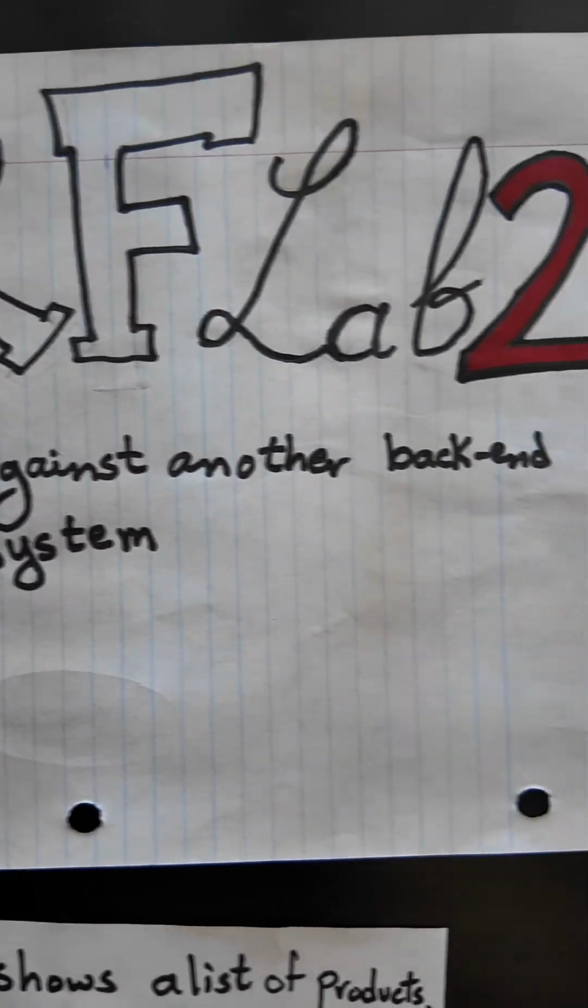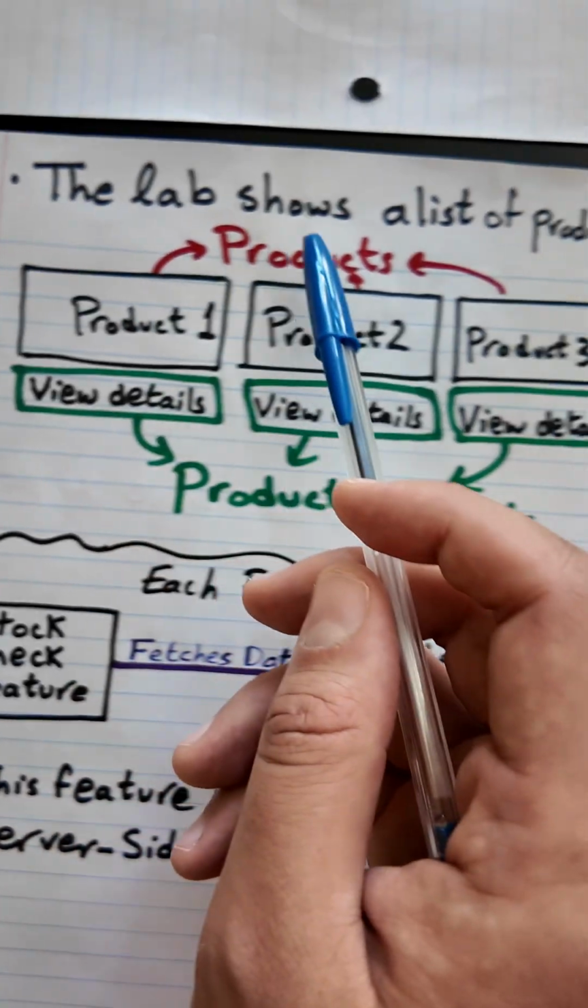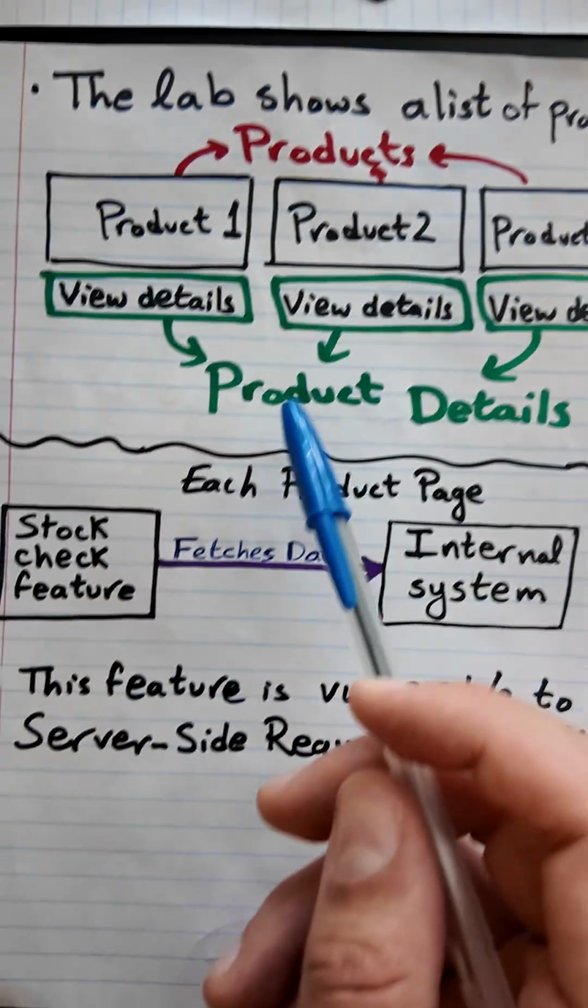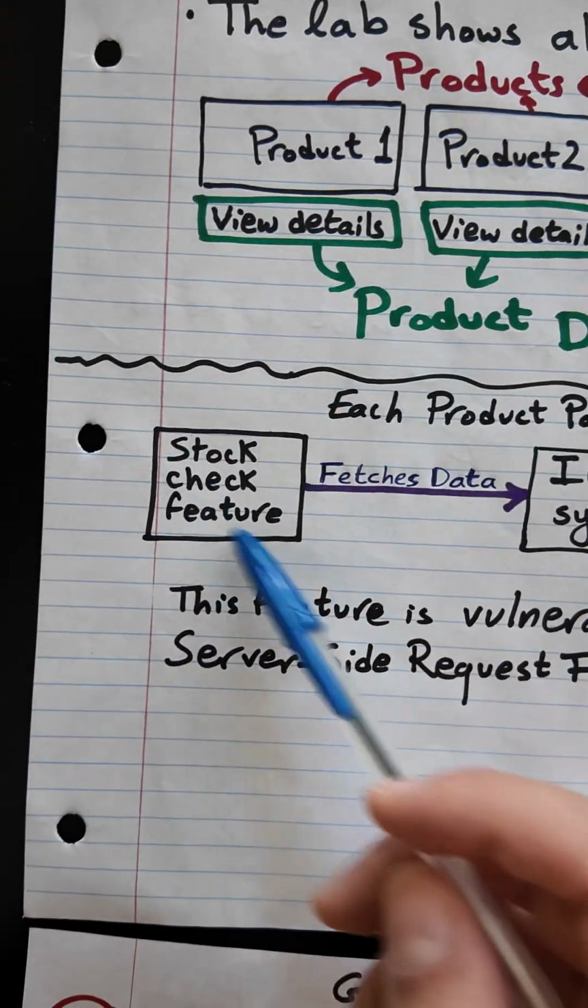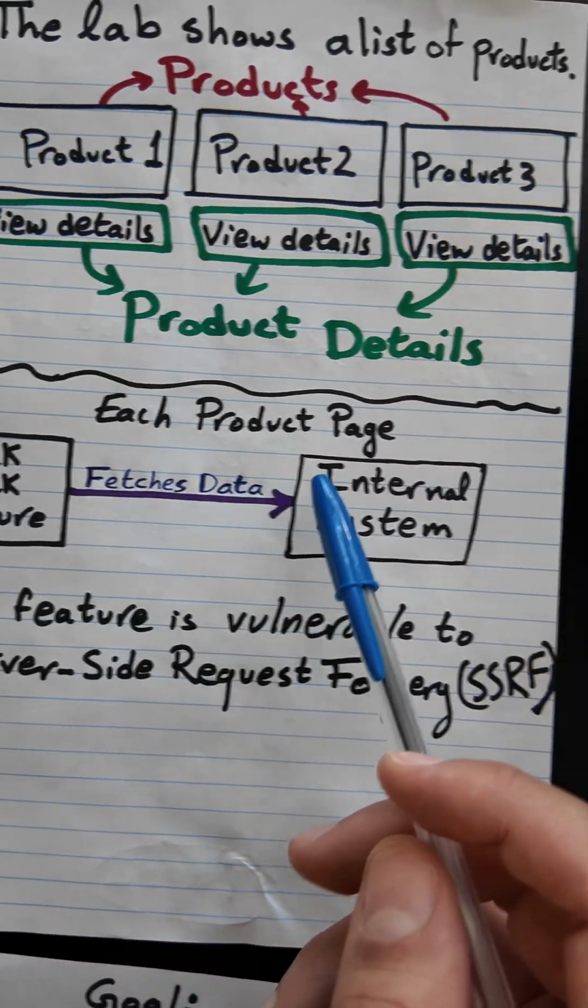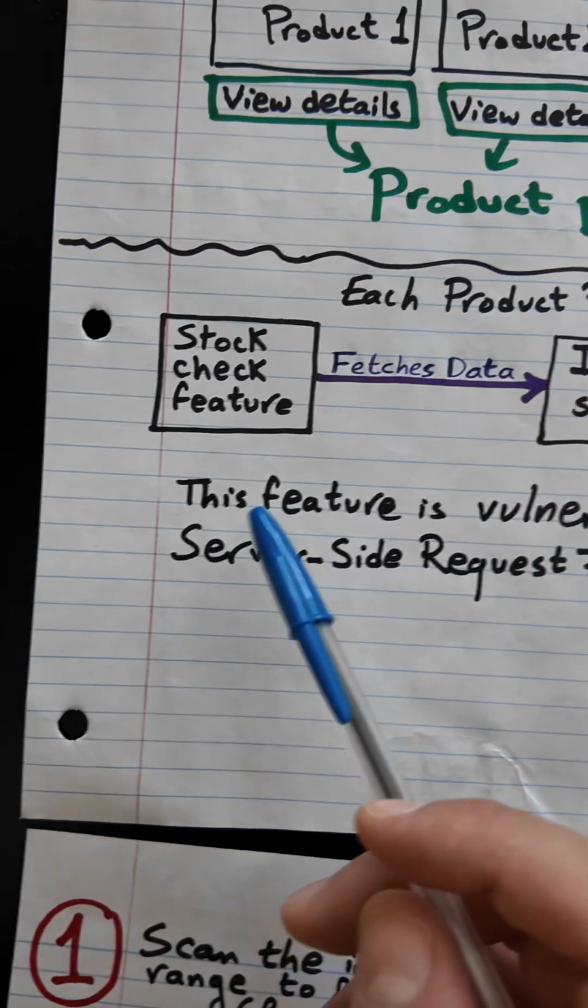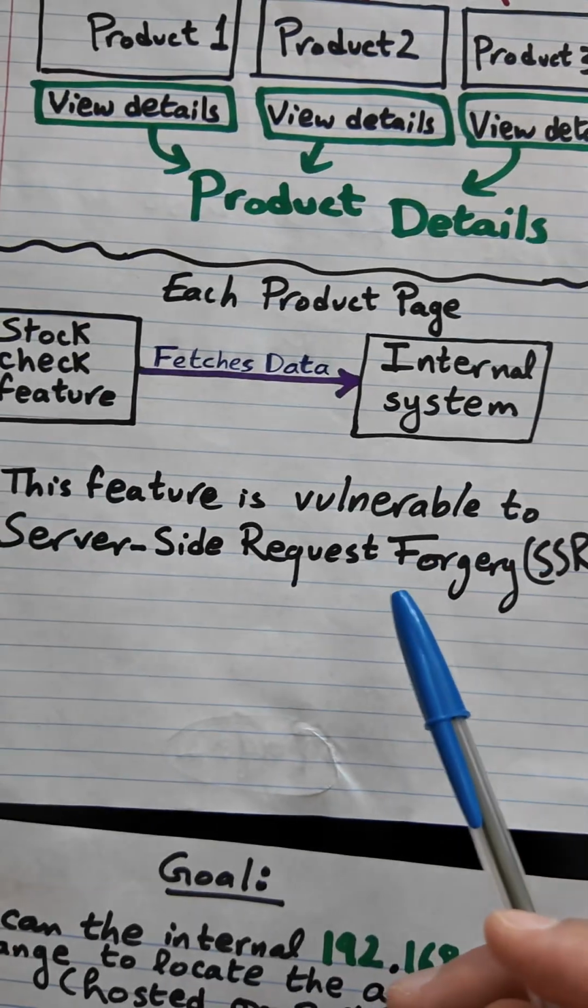SSRF Lab 2, Basic SSRF against another backend system. The lab shows a list of products. Each product page has a stock check feature which fetches data from an internal system. This feature is vulnerable to SSRF.